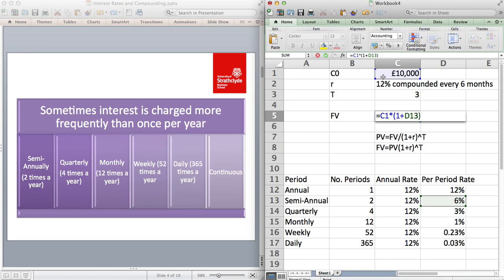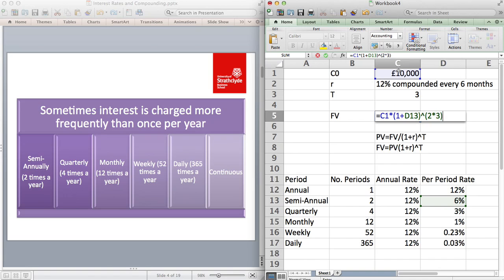But how many periods are there? Well, we've got 2 compounding periods per year. We have 3 years. So that is to the power 6. That is to the power 2 times 3. Do you see that? There's 2 periods per year. There are 3 years. So that is equal to 6.